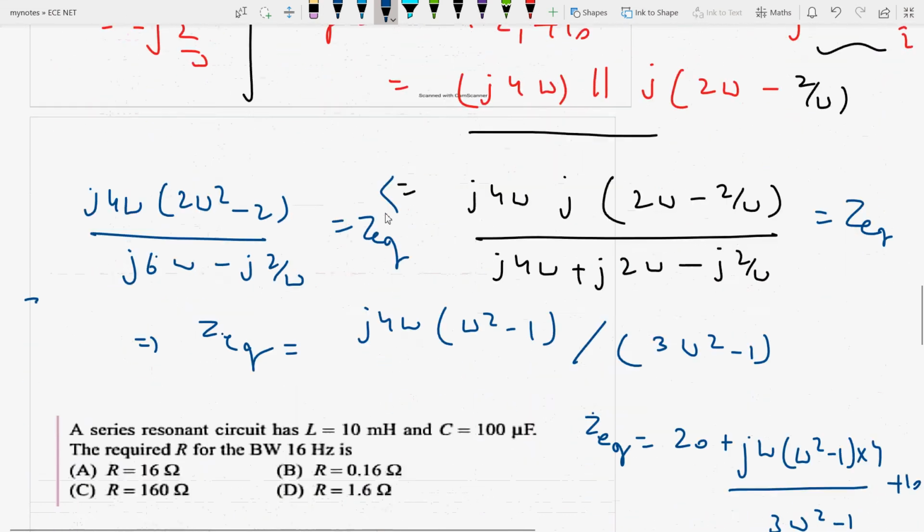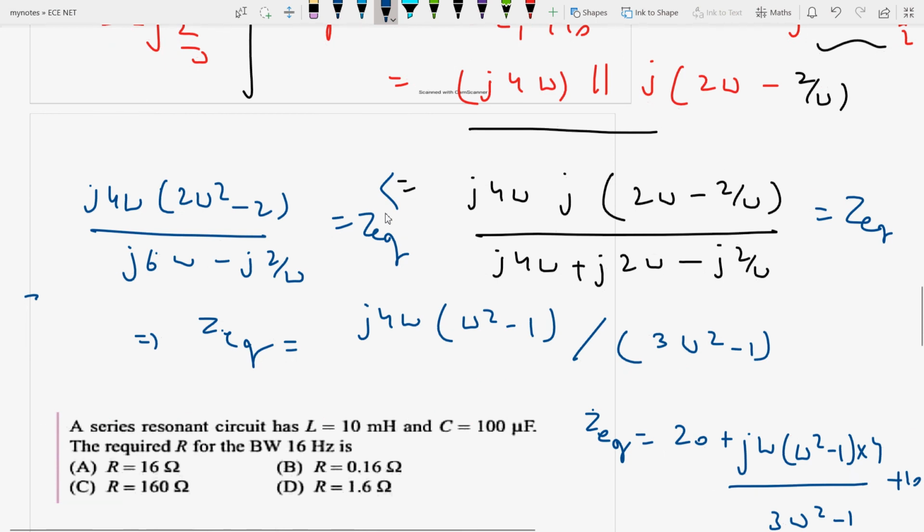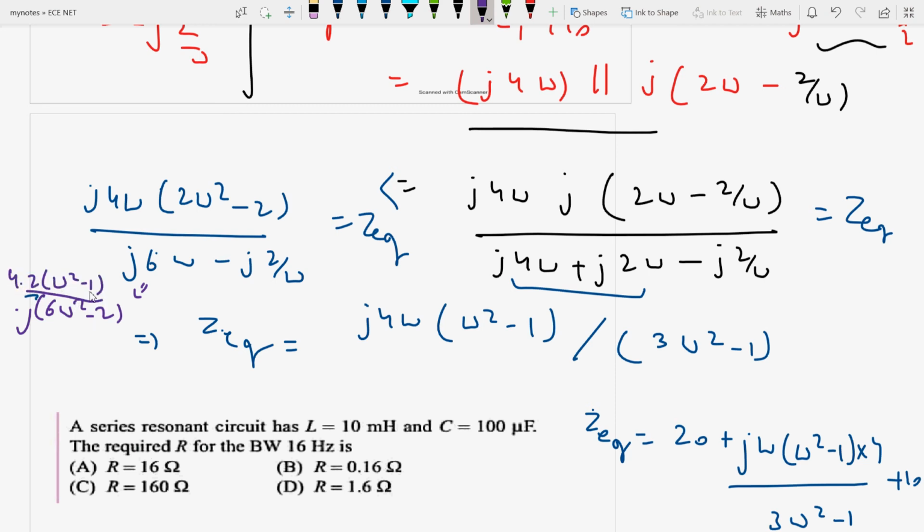You have to just put down the imaginary part equal to 0. Here, this will be equal to j6 omega minus j2 by omega. Then you can write j common, then it is 6 omega square minus 2, and here you have just taken the 2 common, so 2 into 3 omega square minus 1. So that's it: 3 omega square minus 1.